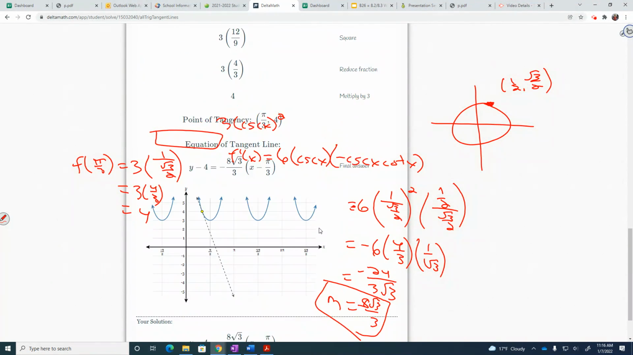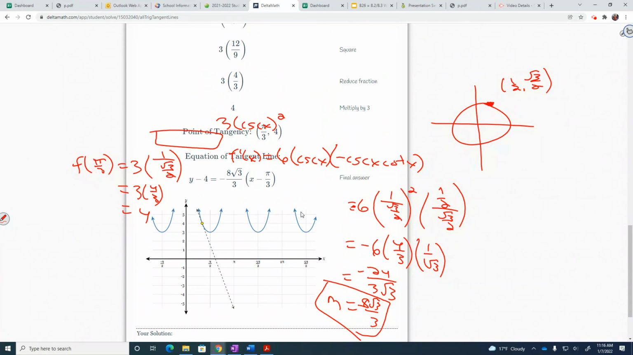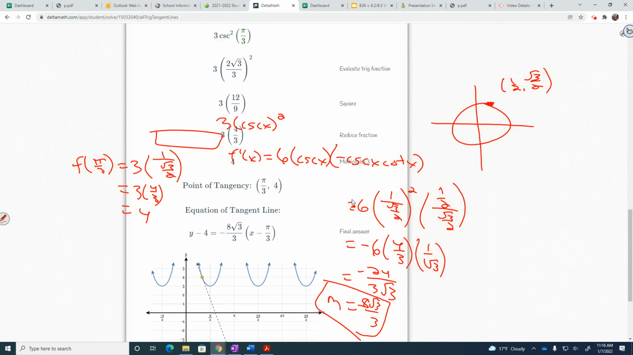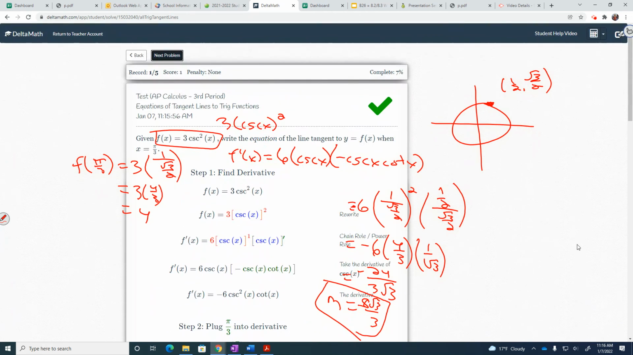Okay, so maybe you can try like 1 or 2 of those, but that's a lot to get right on a Delta Math problem. So I'll change that to 2. You could try 2 of those.